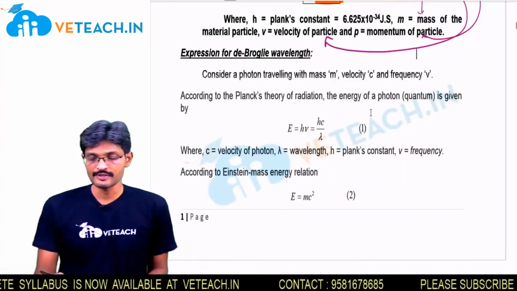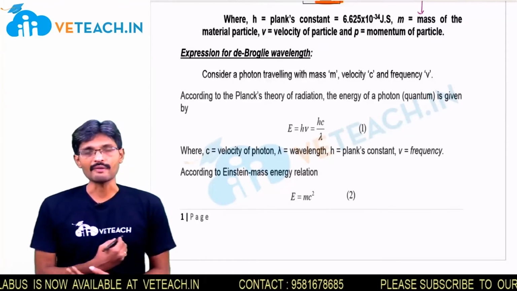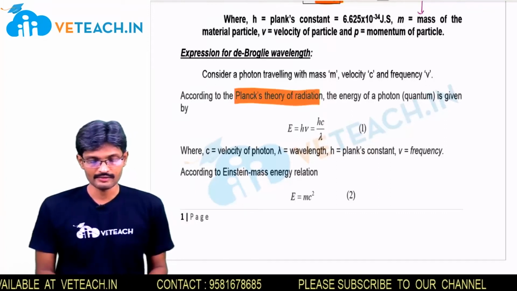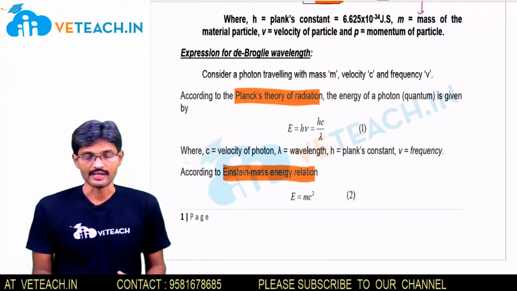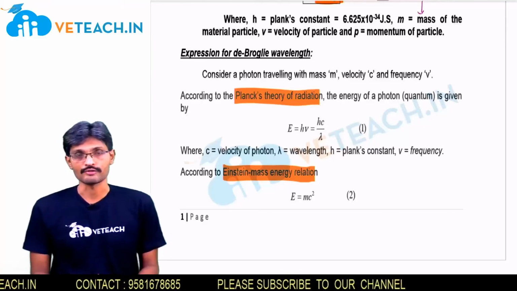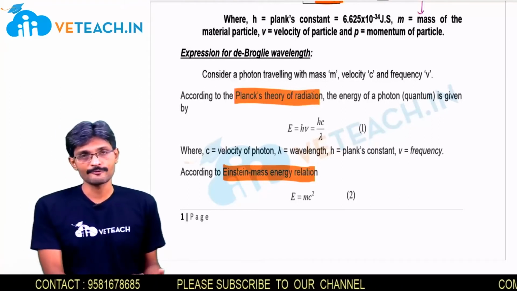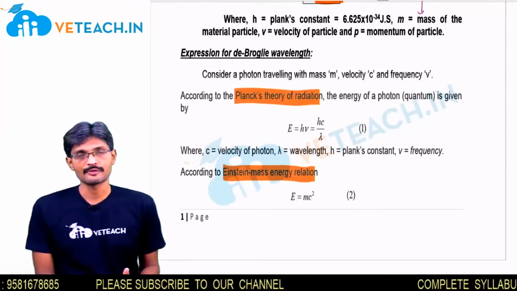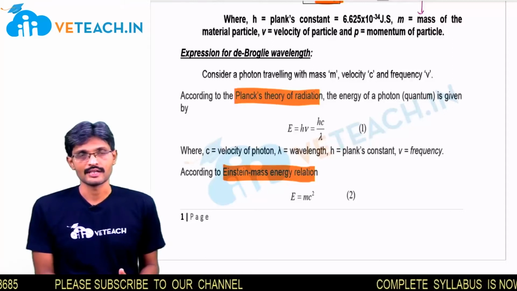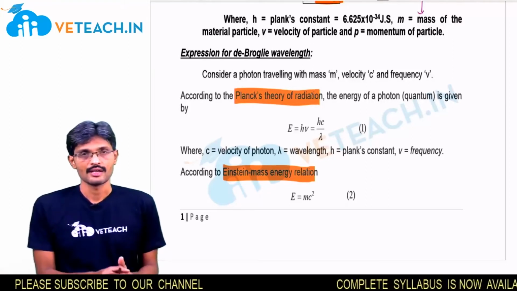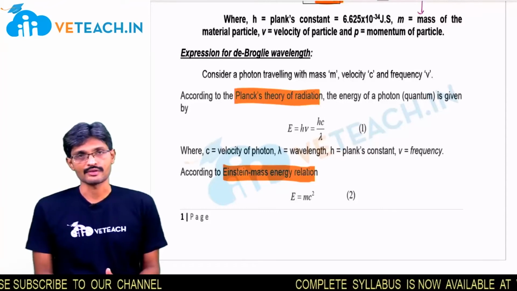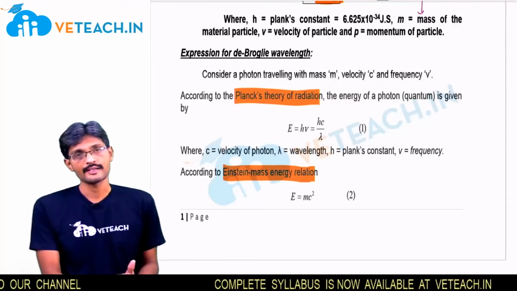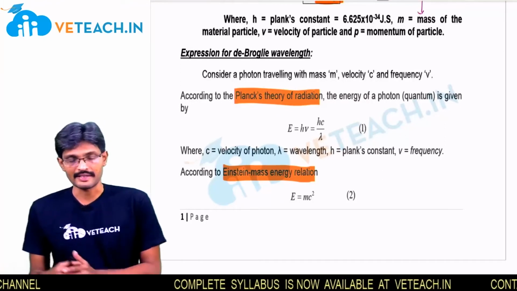While deriving the expression for the de Broglie wavelength, de Broglie considered two important concepts: Planck's theory of radiation and Einstein's mass-energy relation. Both are related to the energy of the photon. So, he considered the photon and derived the wavelength for material particles. Why did he consider the photon? Since the photon is a particle having mass and velocity, and simultaneously the photon also exhibits wave nature, the idea of the wavelength of the photon can be extended to the wave nature of the particle also.